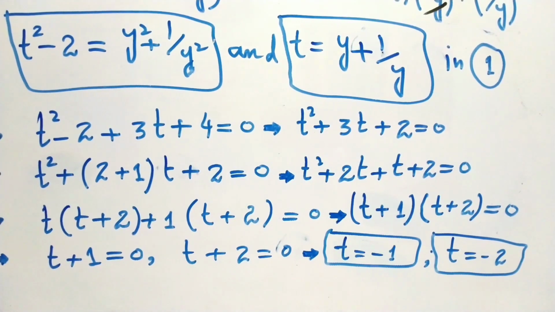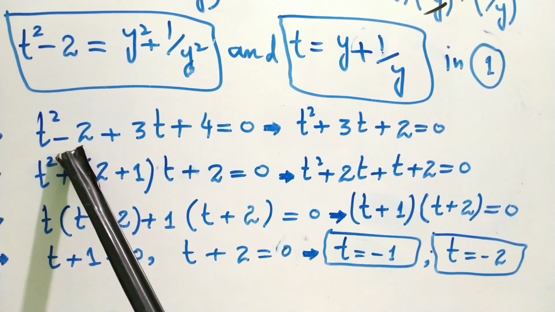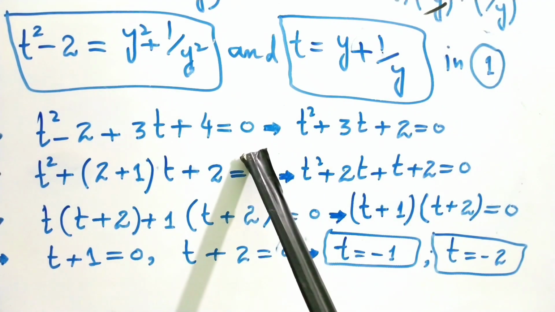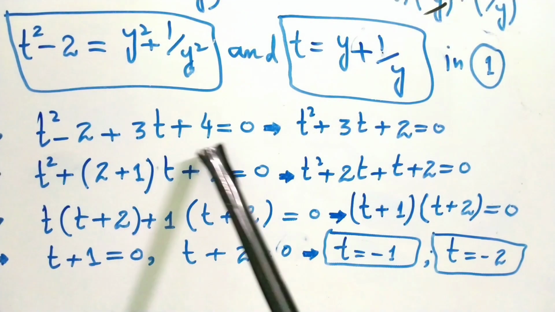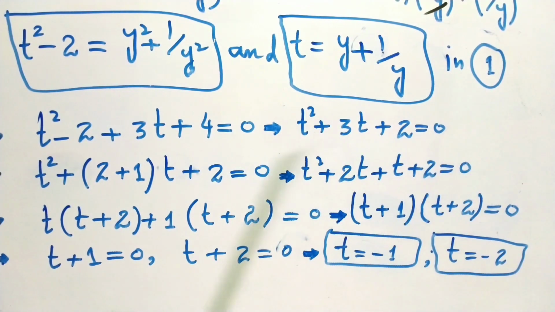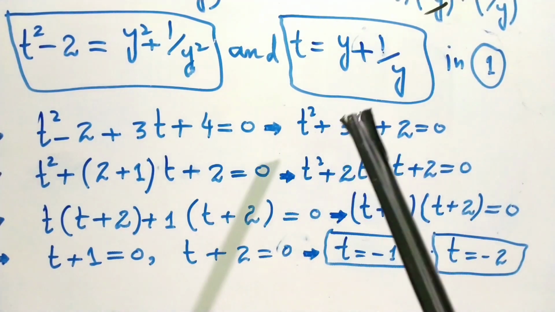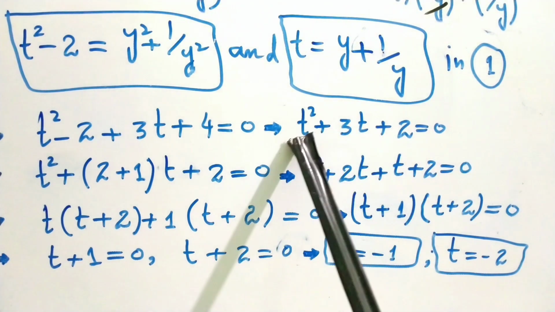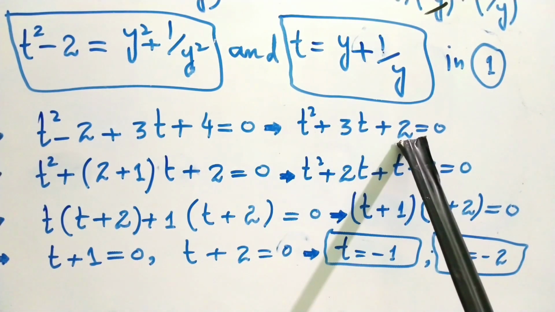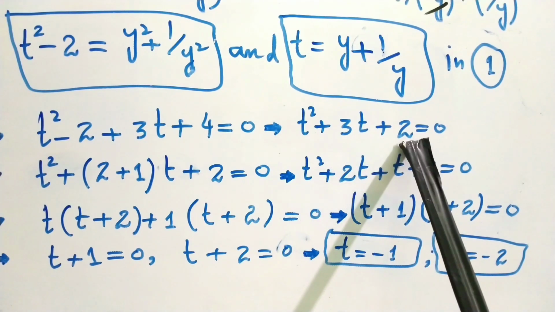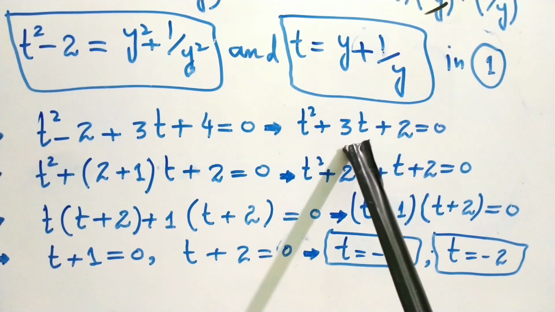By substituting y square plus 1 over y square as t square minus 2, plus 3t plus 4 is equal to 0. So 4 minus 2 will be equal to 2, then t square plus 3t plus 2 is equal to 0 is the quadratic equation. We can factorize it by breaking the middle term. The coefficient of t square is 1 and the constant term is 2. 1 into 2 is equal to 2. So we will break the 3 as 2 plus 1. 2 ones are 2, this term will be created, and 2 plus 1 is equal to 3.